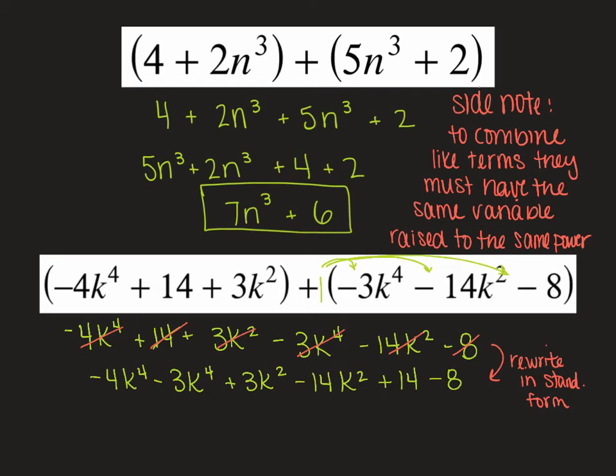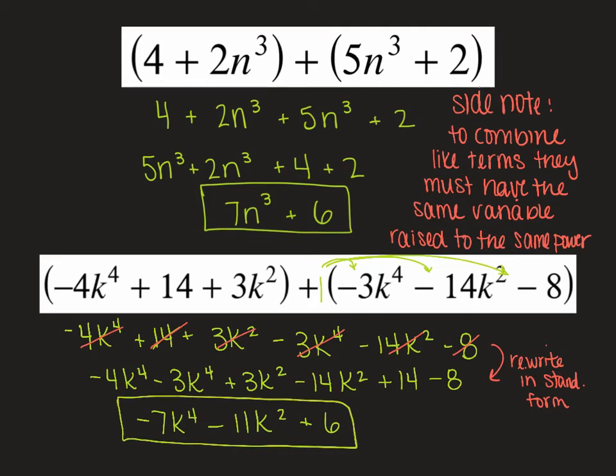So now we can combine like terms. We have negative 4k to the fourth minus 3k to the fourth. So that's going to be a negative 7k to the fourth. Then we have a plus 3k squared minus 14k squared. So it's going to be a minus 11k squared. And then we have a plus 14 minus 8. So that's going to give us a plus 6. Put a box around it, and that is your final answer.